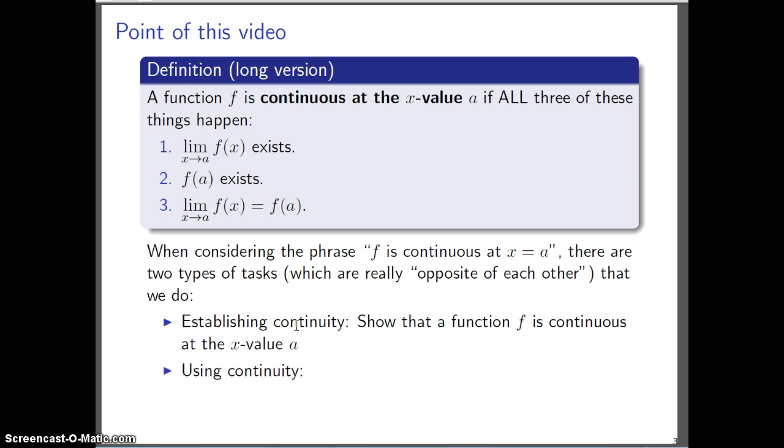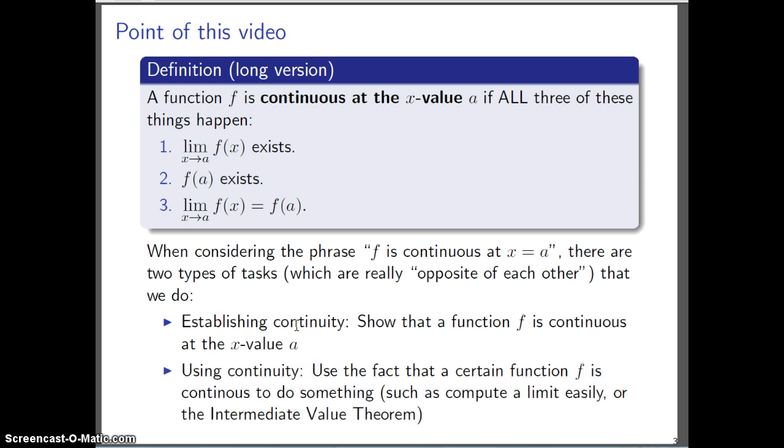There's sort of this opposite task, which is using continuity. So if you can from some other source get that a certain function f is continuous, if you just have this fact with you that f is a continuous function, then you can do something with it. And one of those things you can do is actually just go back to the definition, and now you're not trying to show that this equality happens. Now that this equality is true, you're going to take advantage of the fact that this equation is true. So that's kind of the idea of what using continuity is about.